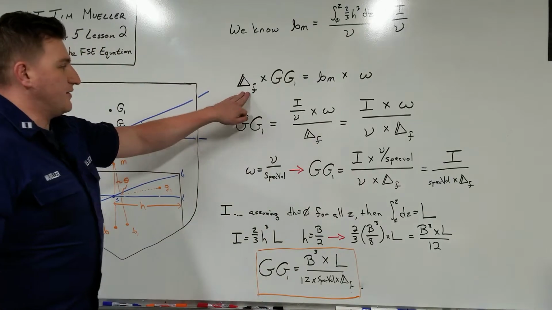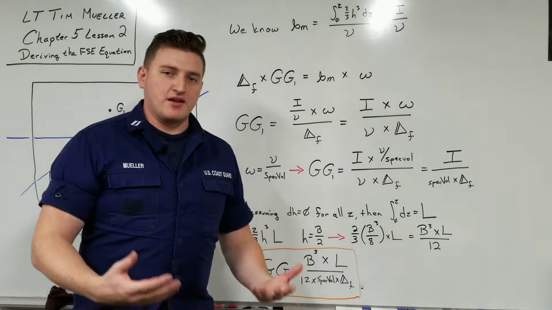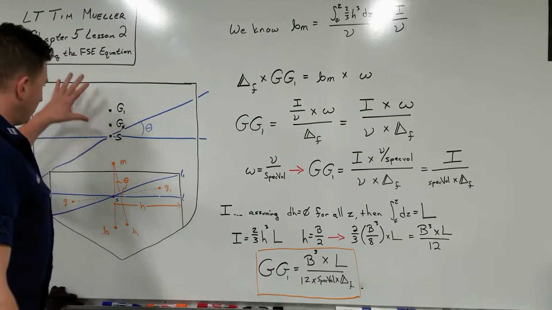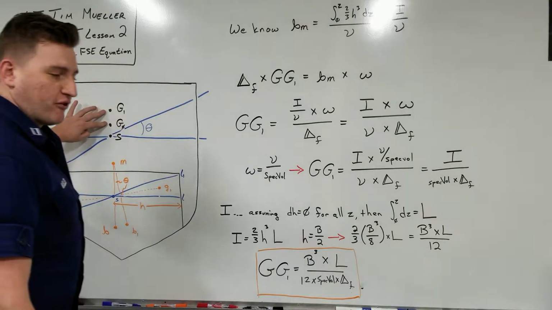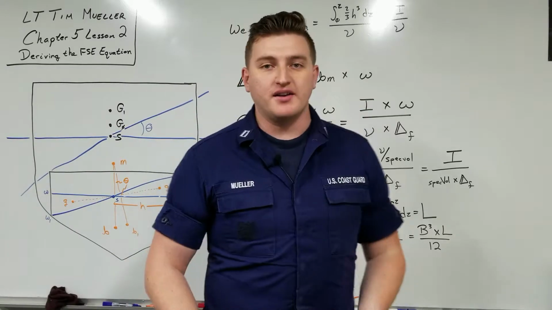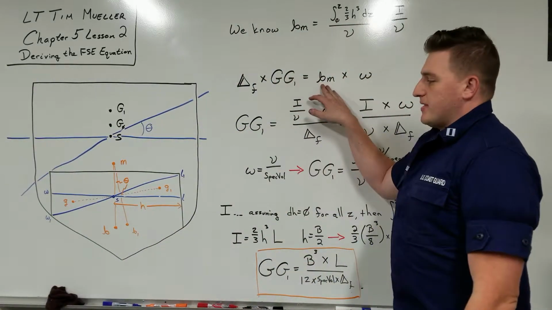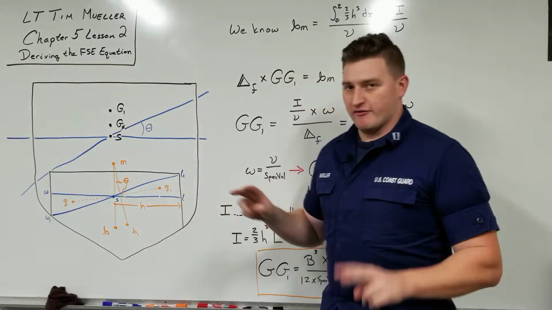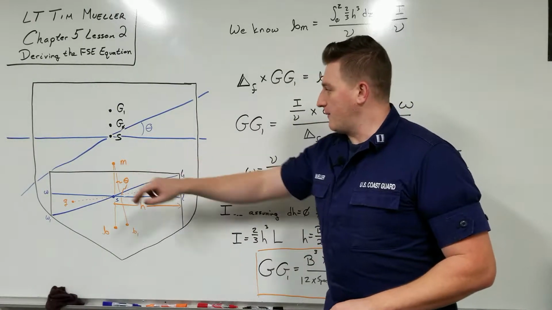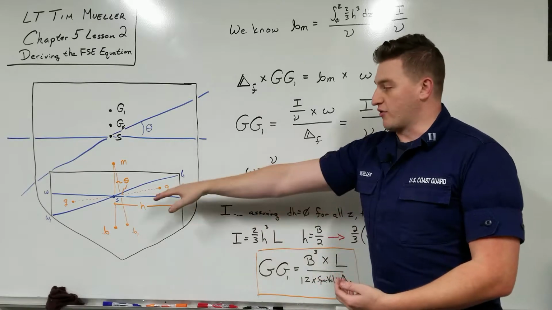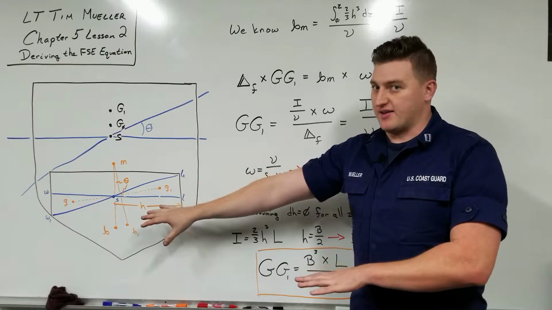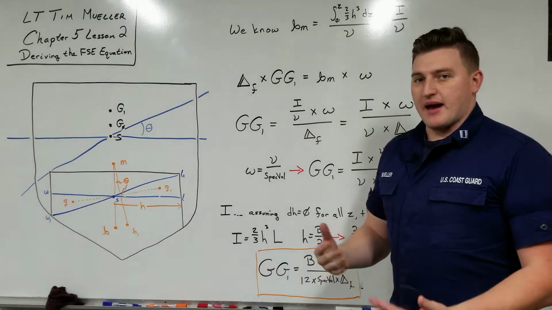We get delta F, which is the final displacement of the ship, G1 being the distance from G0 to G1, then Bm, which is the distance we've virtually moved our weight, and then W being that weight of the water inside the tank, or whatever the contents of the tank is. Now let's do some algebra.